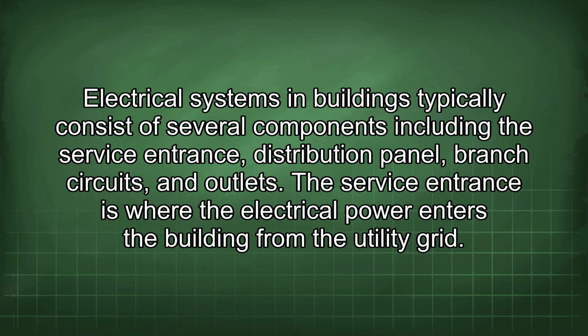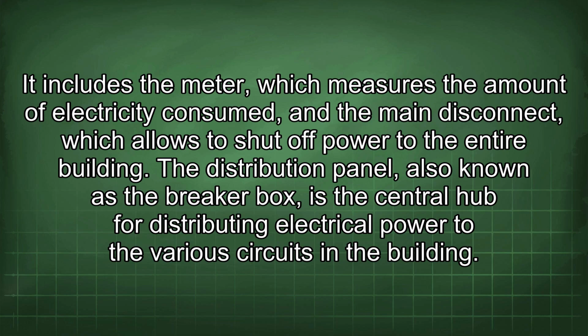Electrical systems in buildings typically consist of several components, including the service entrance, distribution panel, branch circuits, and outlets. The service entrance is where the electrical power enters the building from the utility grid. It includes the meter, which measures the amount of electricity consumed, and the main disconnect, which allows you to shut off power to the entire building.